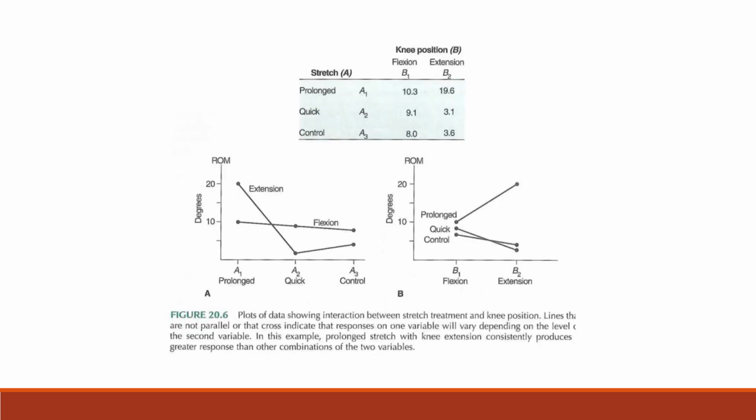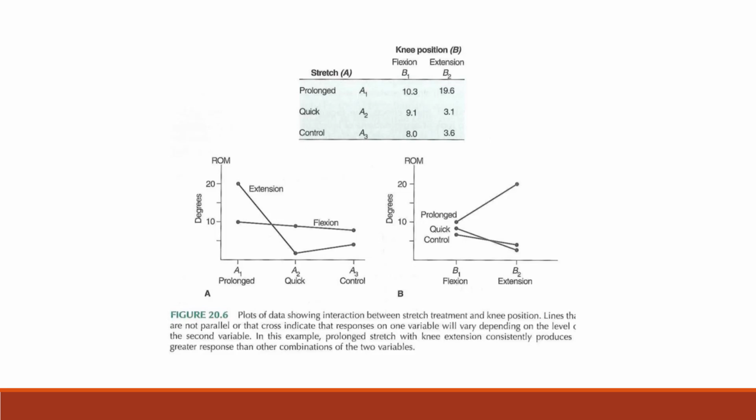Now consider a different set of results for the same study given in figure 20.6. The interaction plots for the data show lines that are not parallel. That is, the pattern of the baseline variable across all levels of the second variable is not constant. For example, in figure 20.6a, the plot for knee flexion indicates little difference across levels of stretch. On the other hand, the line for knee extension shows a distinct difference for prolonged stretch. In figure 20.6b, we see that the 3 flexion measures are also fairly close, but the effect of prolonged stretch with knee extension is quite different.